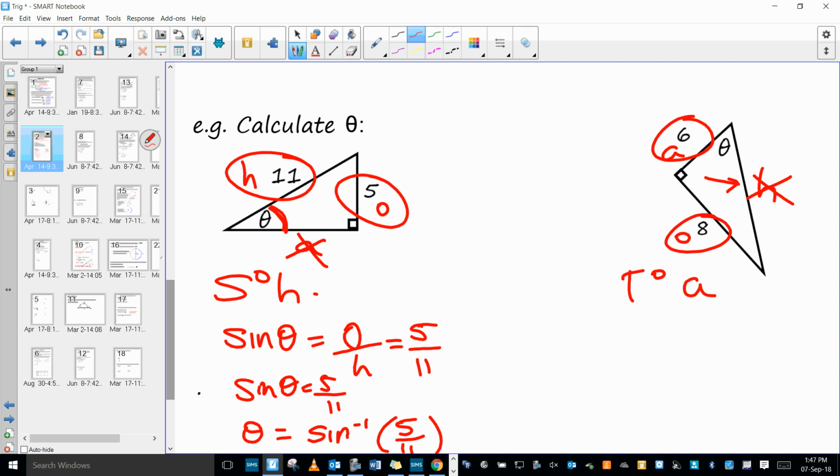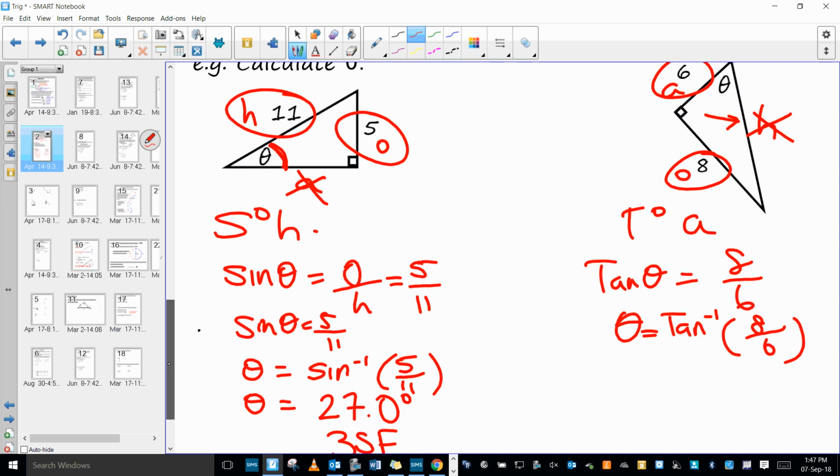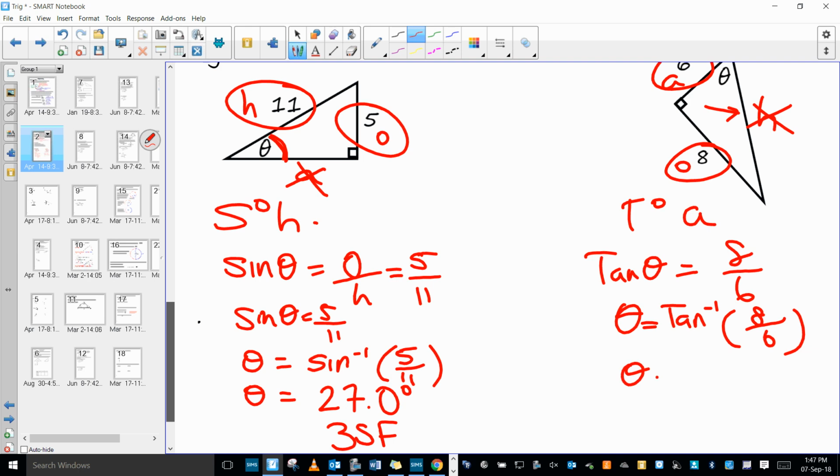Again, we're trying to find the angle, so I'm covering up my T. So I would write tan theta equals. Covering up the T, I can see it's O over A. So that is 8 over 6. You all happy with that? To find theta, we're then going to be undoing that tan and finding tan to the minus 1 of 8 over 6. 53.1. Do you all agree?